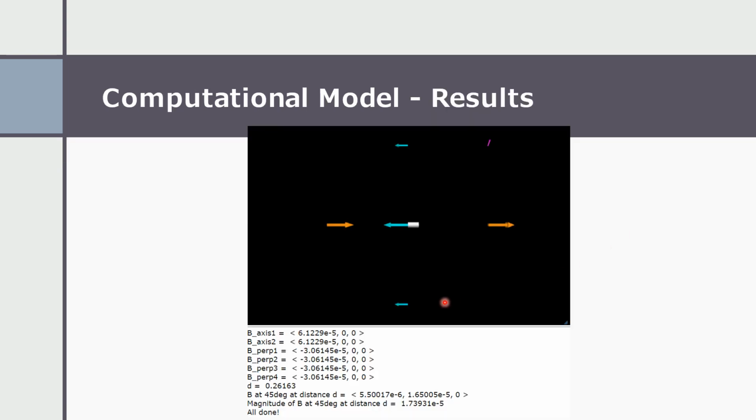And these are the results. As you can see, the orange arrows are on axis, the blue are off. They're all perpendicular. They're in different directions, indicating the flow of the magnetic field from south to north in circles like this. And these are the measurements that the model found, which are similar to mine.